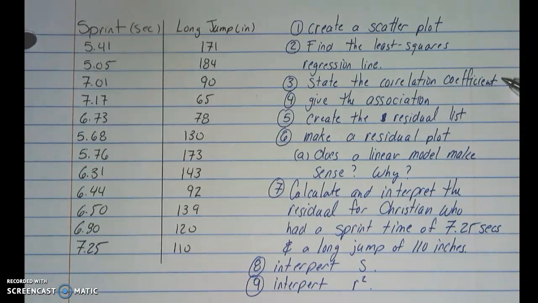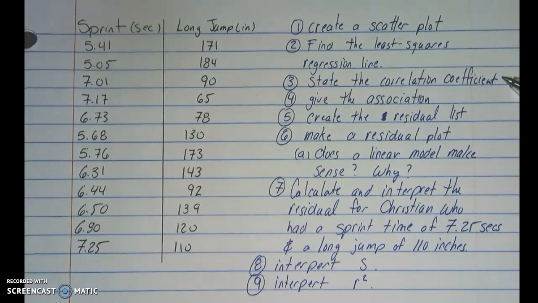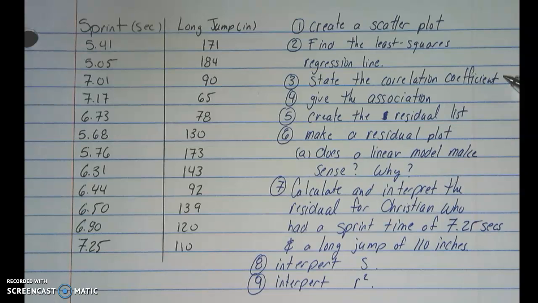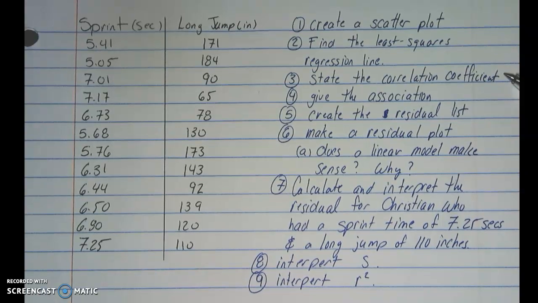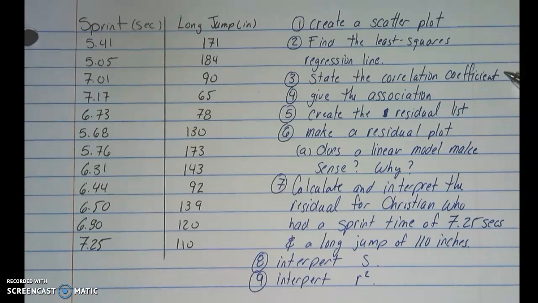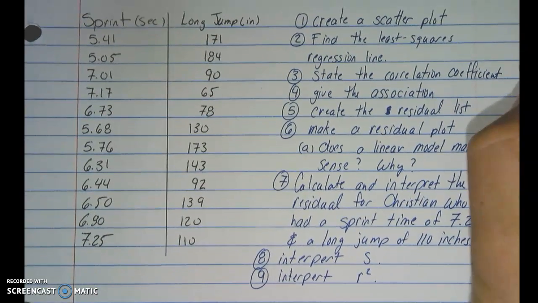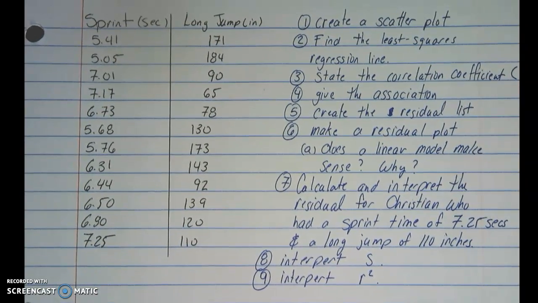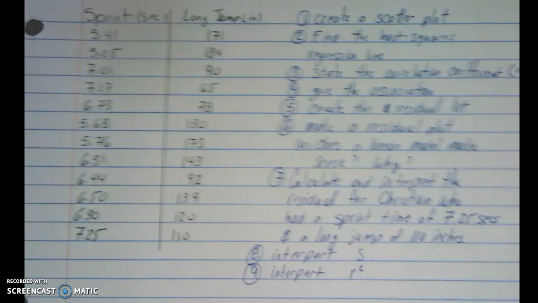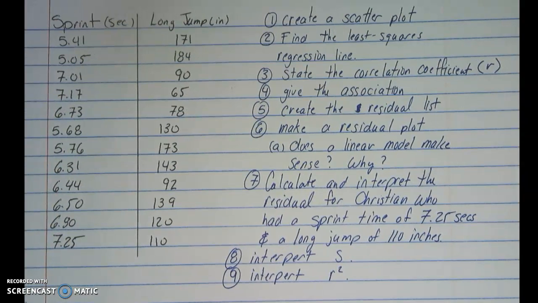You're going to state the correlation coefficient. Which variable is that? What's the correlation coefficient? Anybody? R. Okay. You need to give the association. And you can't just say that there is an association. You have to tell me whether it's positive or negative or no correlation, okay?